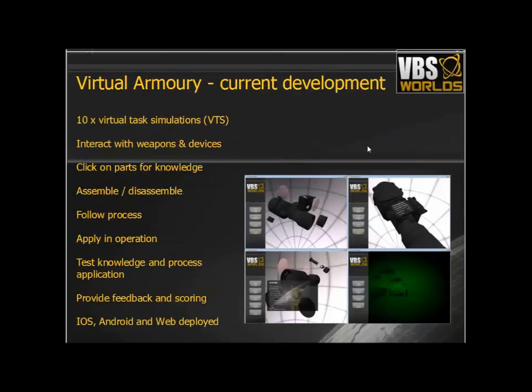Those are the sorts of things we've been doing here at Caspian in the past 12 to 18 months. What we're working on at the moment is what we're calling a virtual armory. This is 10 virtual task simulations, and it allows learners to interact with weapons and devices.